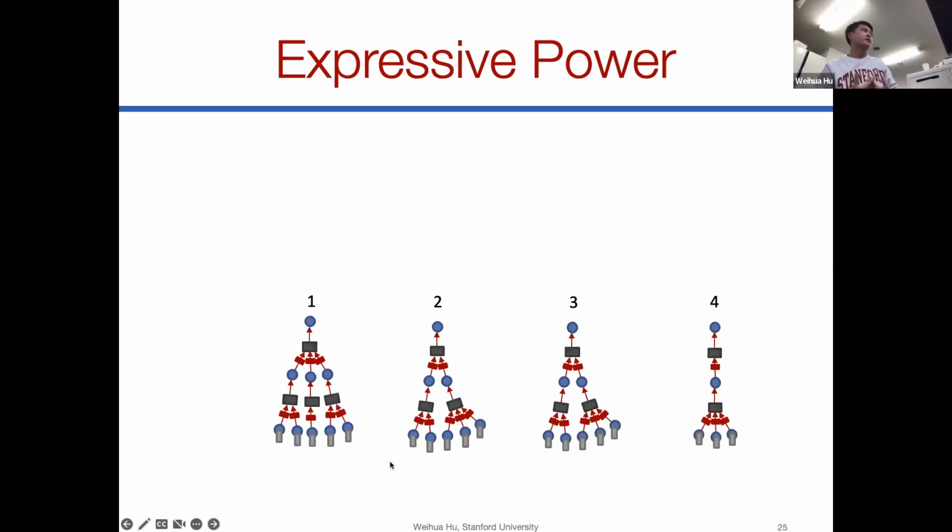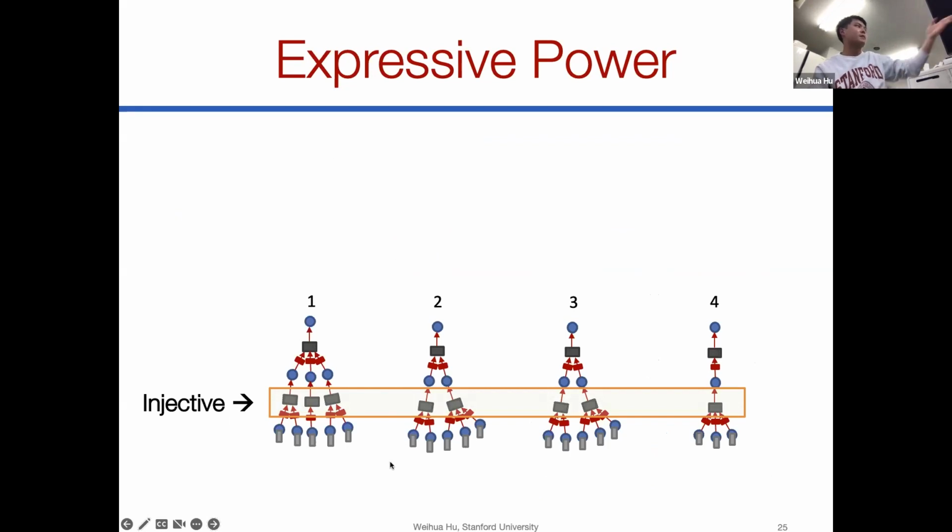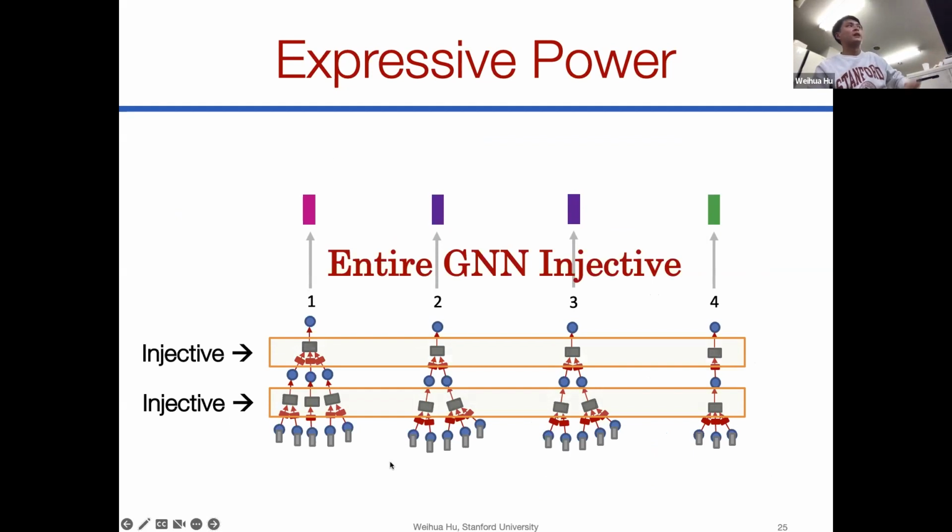Now, how can we achieve the injectivity of this computational graph? It turns out that if we make sure that this mapping is injective at each layer of the GNN, then we can ensure the entire GNN is injective. This is because the first layer maintains all the information about the input, and we can pass it into the next layer, which again retains all the information. Therefore, the entire mapping becomes injective.